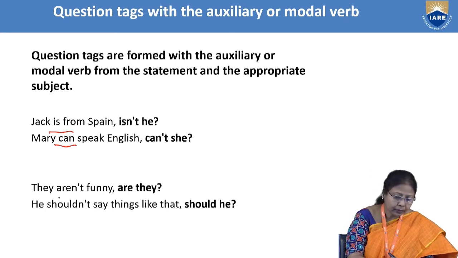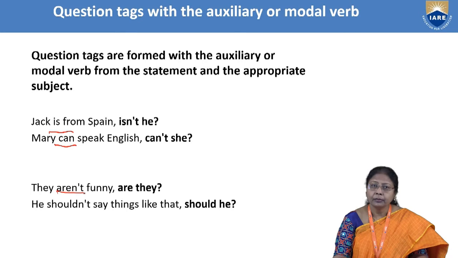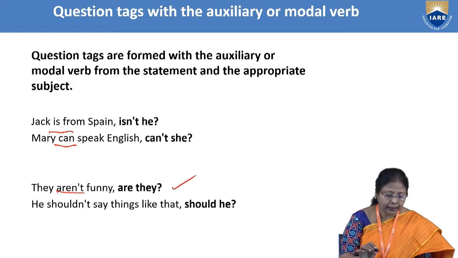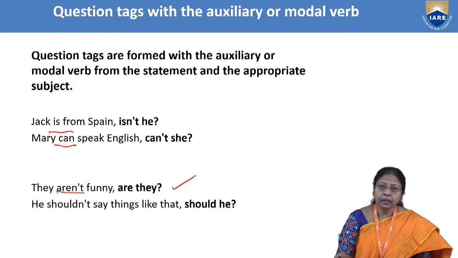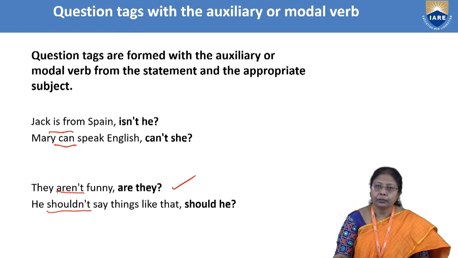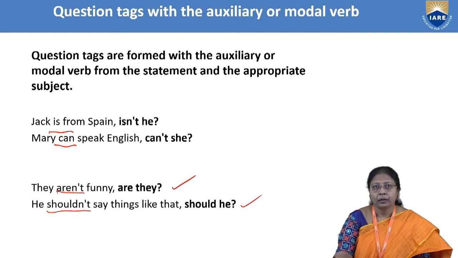They aren't funny. Aren't means are not, a rough expression. They aren't funny, are they? That is the tag. They shouldn't say things like that. Shouldn't is auxiliary, negative. Should they? Understood? The next one.